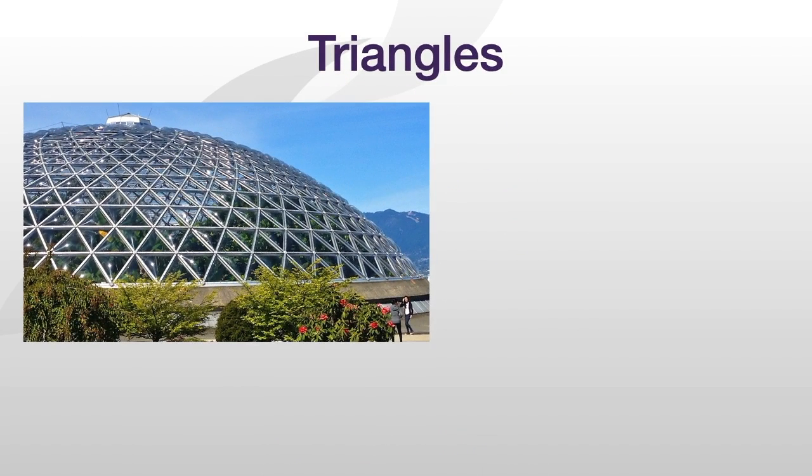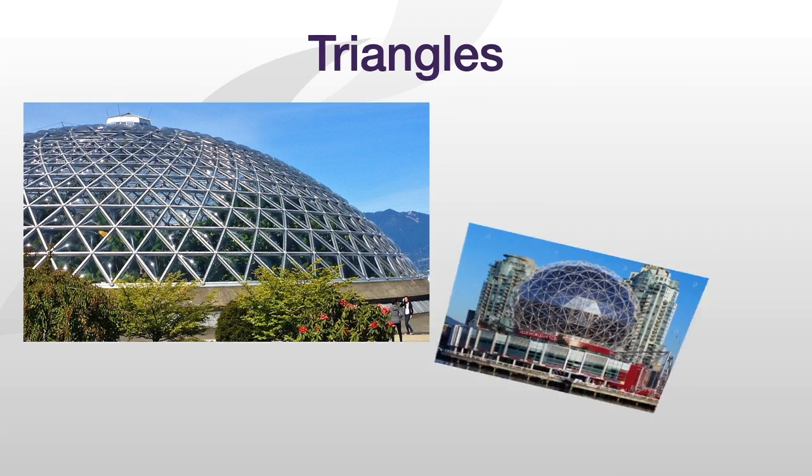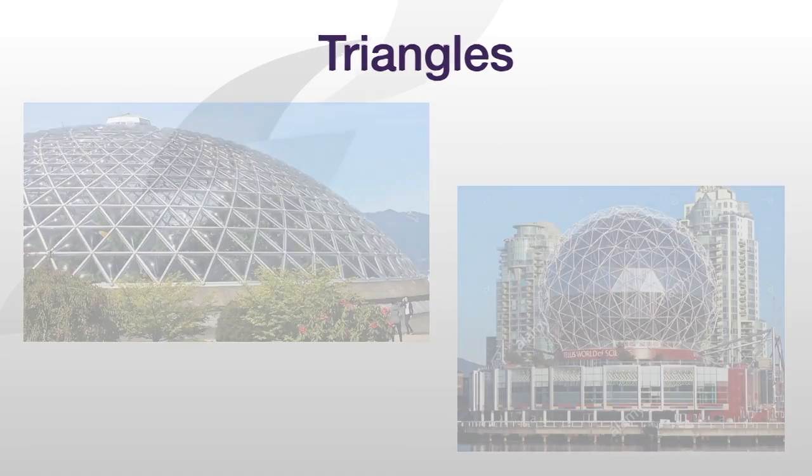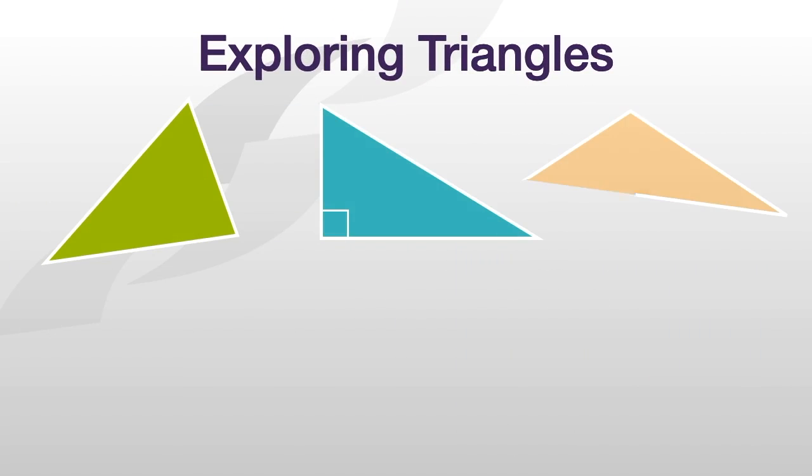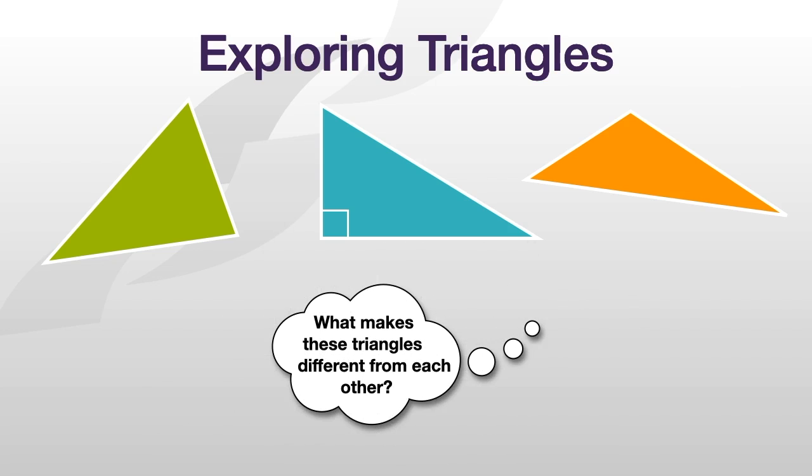There are many places we see triangles in the world around us, for example in architecture. A couple of notable examples around us are the Bloedel Conservatory at Elizabeth Park and the TELUS World of Science. As we begin to explore triangles, our main purpose is to classify triangles into different types. Taking a look at this set of triangles, what do you think makes these triangles different from each other?